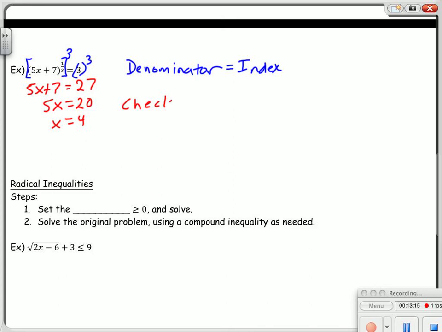Make sure to check. Substitute into the original. 5 times 4 plus 7 to the 1/3. We want to know, is that equal to 3? We have 5 times 4 is 20, plus 7 is 27. Its cube root, or when it's raised to the 1/3 power, equals 3. Our solution is 4.